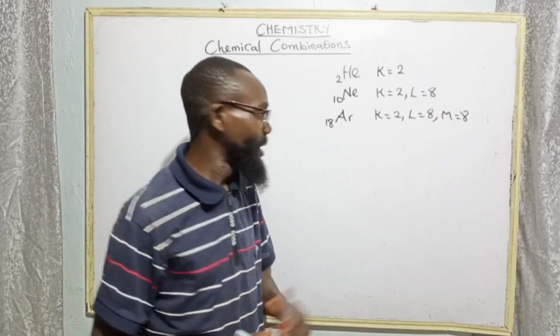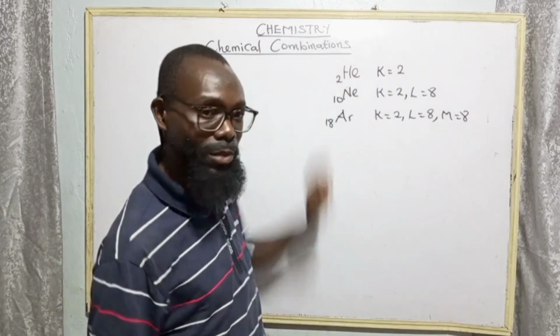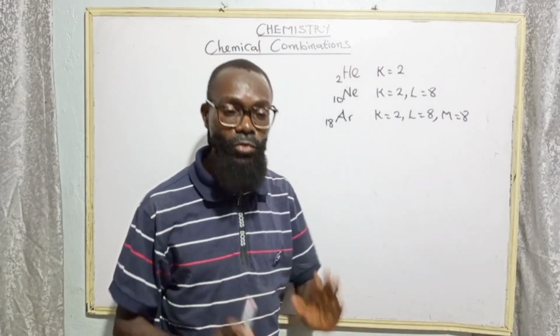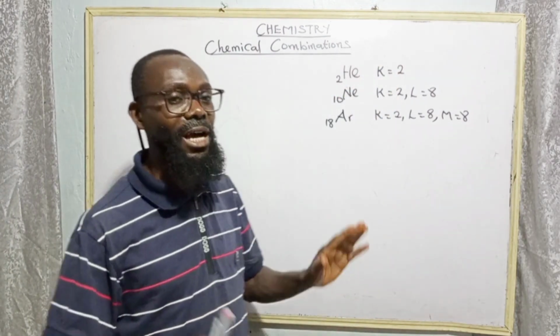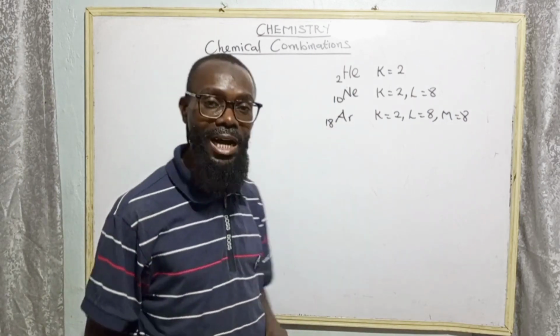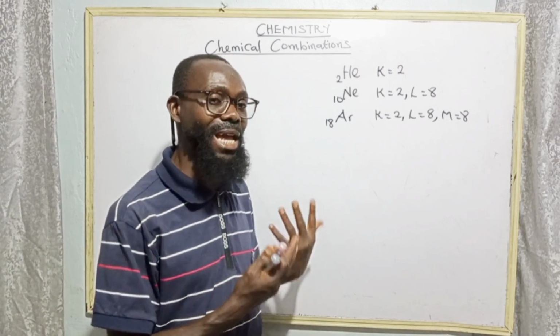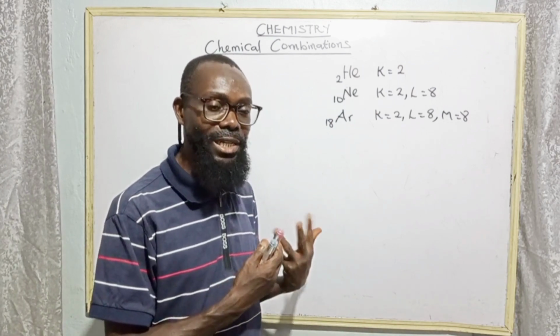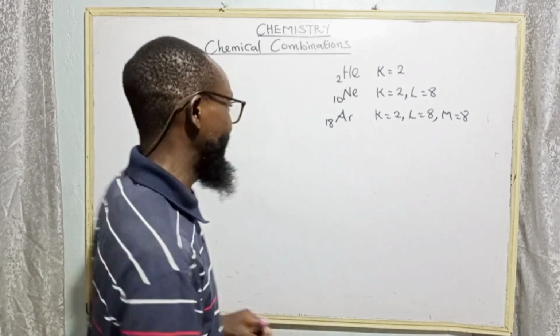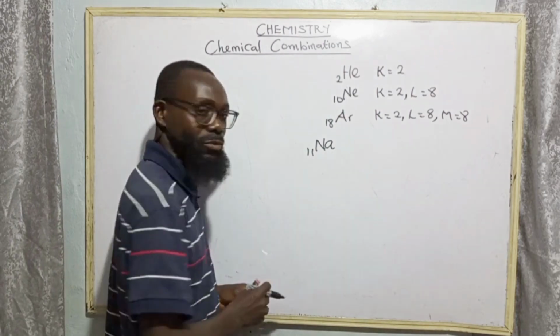8. Now, if you look at helium having 2 electrons, it means that the atom of helium is stable. Likewise, atoms of neon and argon, they are all stable. But all the remaining elements or atoms in other groups are unstable. Say for instance, we have sodium. Sodium with an atomic number of 11.